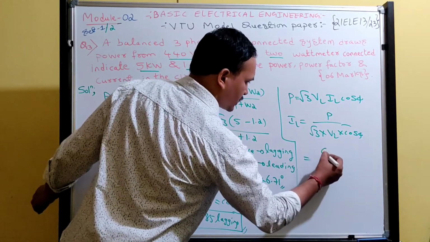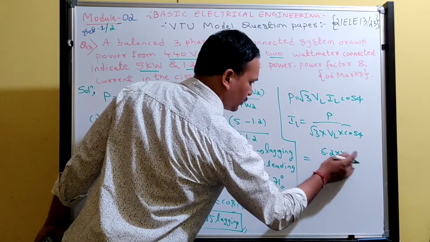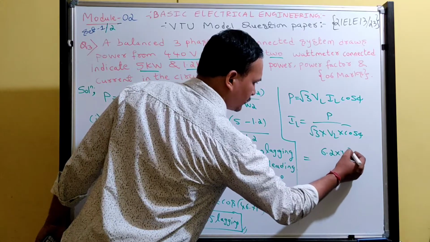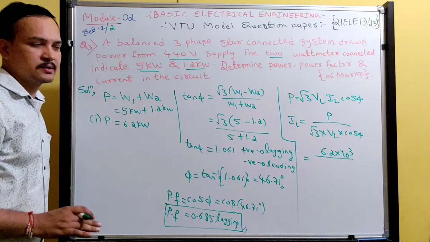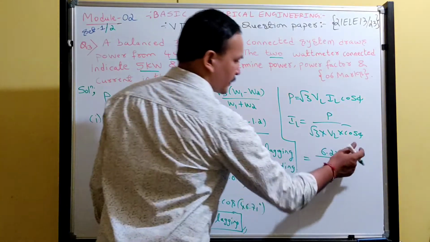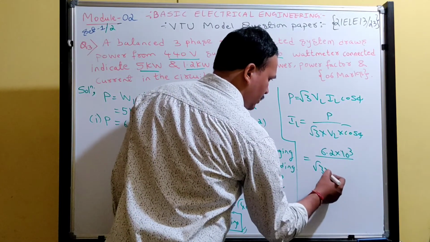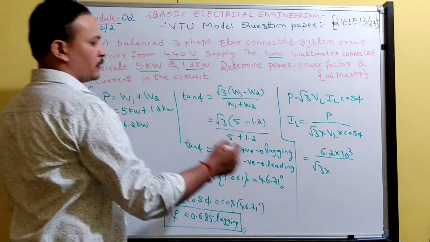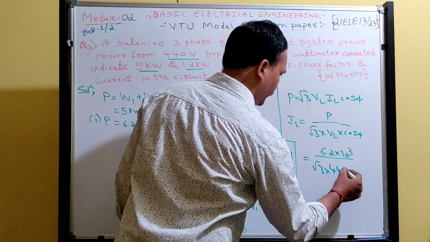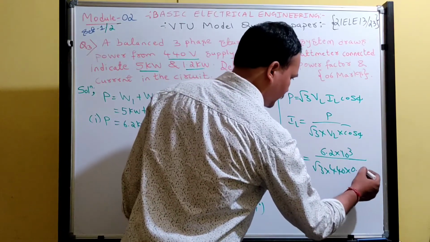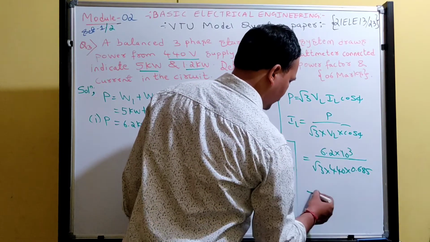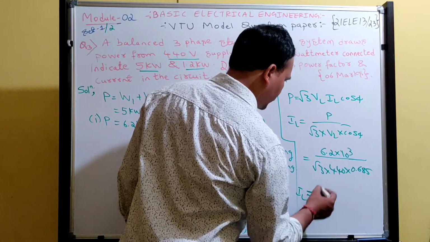Otherwise, 6.2 into 10 to the power of 3. Now the 6.2 kilowatt is converted to watts by that 10 power 3, into root 3. What is the line voltage we have? 440 volts. 440 into the power factor, which is 0.685. Please do it on the calculator, you will get the answer.